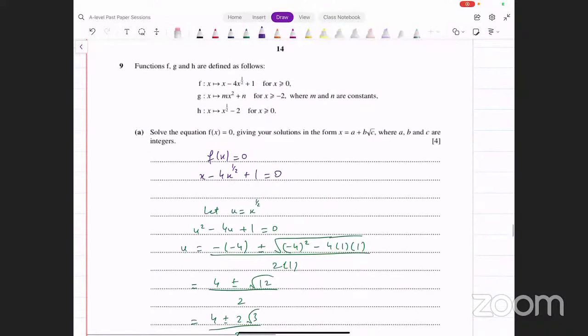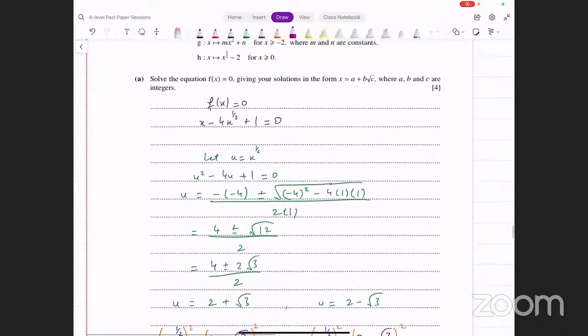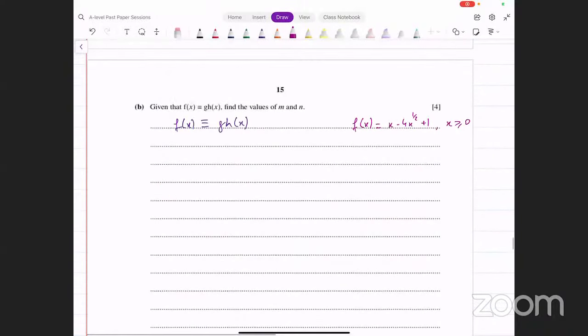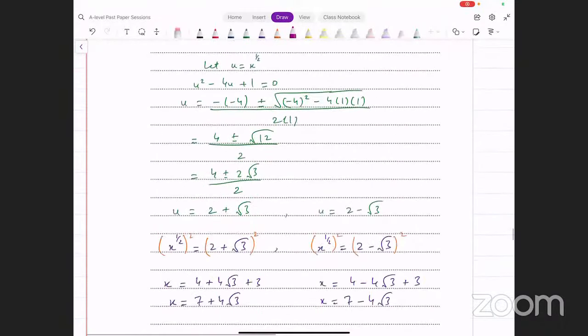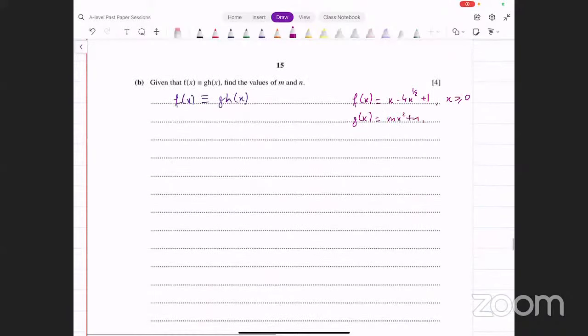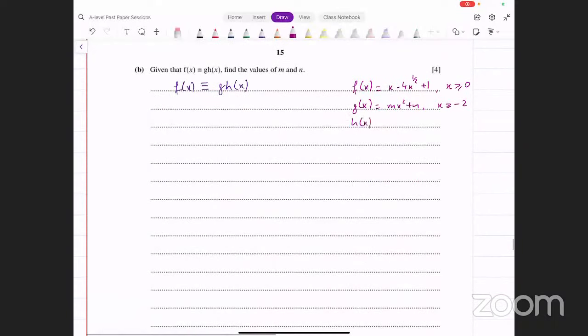मुझे फंक्शंस बार बार लिखने पड़ेंगे. आई एम एक्चुअली गोइंग टू राइट देम ऑन द साइड हियर. f of x is x minus 4x raised to power 1 over 2 plus 1. The domain for that is x greater than or equal to 0. G of x is mx squared plus n, and x is greater than or equal to minus 2 for that. M and n are constants. H of x is x raised to power 1 over 2 minus 2. And here x is greater than or equal to 0.